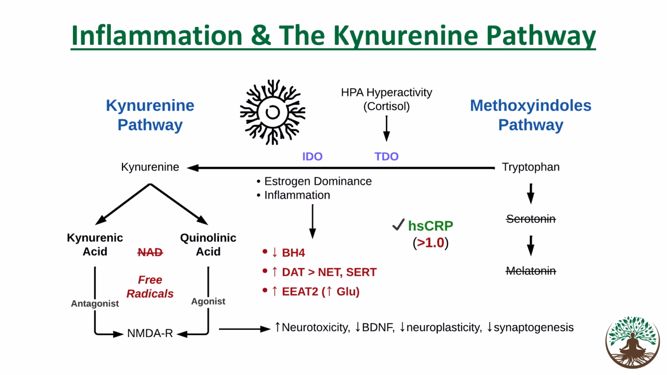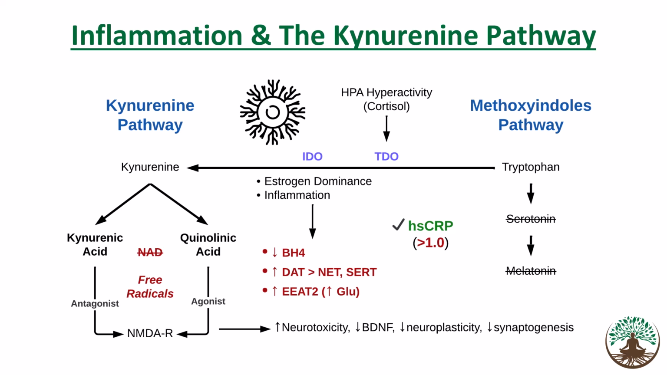In light of our understanding of the kynurenine pathway, we can see why inflammation is a problem in the context of psychiatric symptoms. Instead of converting into serotonin and melatonin, tryptophan is shunted under the influence of inflammation, as well as estrogen dominance and hypothalamic pituitary adrenal axis hyperactivity, into the kynurenine pathway, where it is converted into kynurenic and quinolinic acid, 2 molecules that interfere with NMDA receptors and glutamatergic activity, accelerate free radical generation, and cause detrimental effects such as neurotoxicity and reduced neuroplasticity and synaptogenesis.